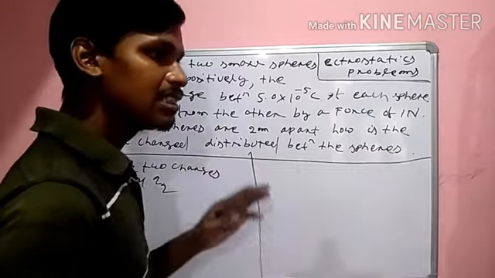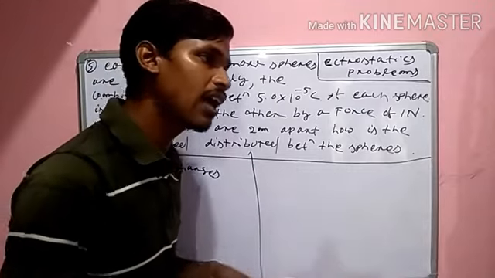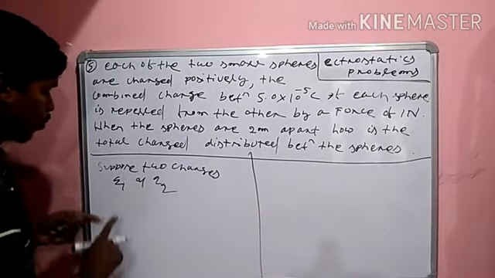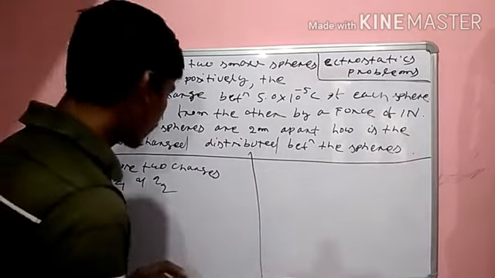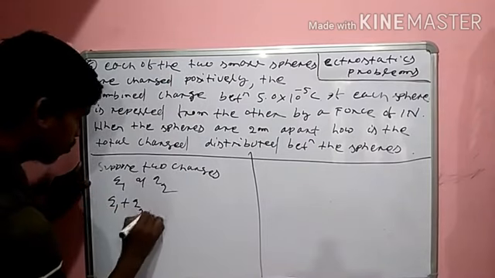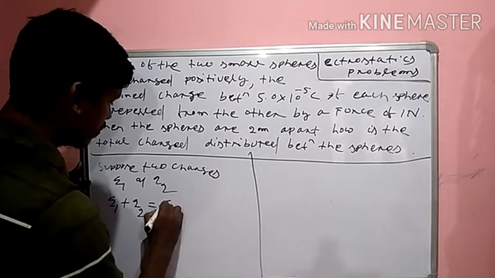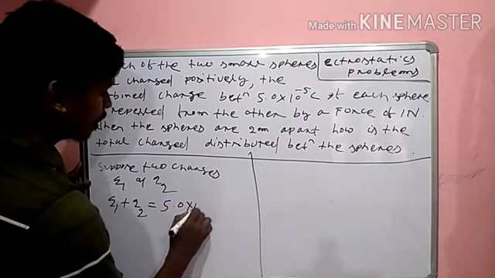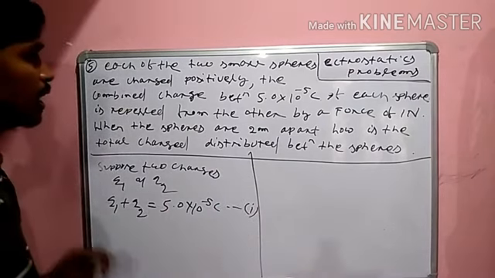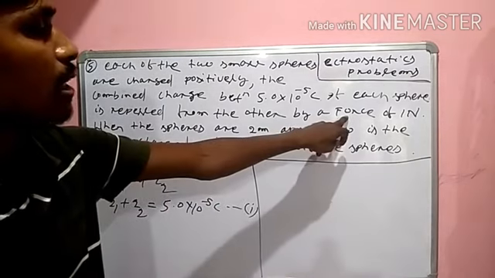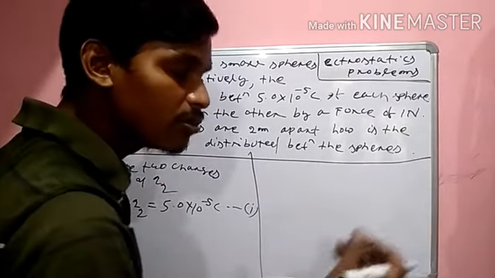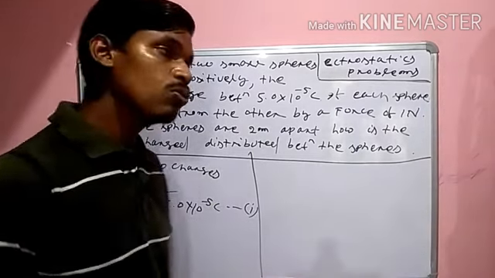The total charge is being distributed between two charges. One is Q1, another is Q2. So the question gives Q1 plus Q2 is equal to 5.0 into 10 power minus 5 coulomb. This is equation 1. Here force is given. The force between Q1 and Q2 is given as 1 Newton.